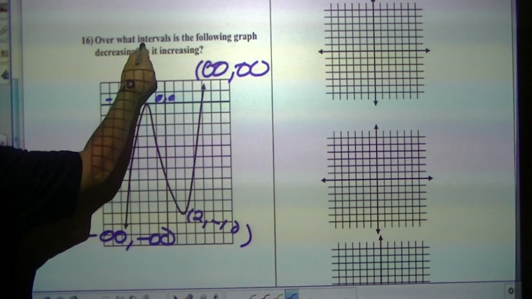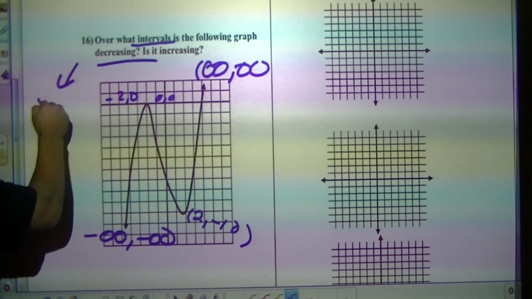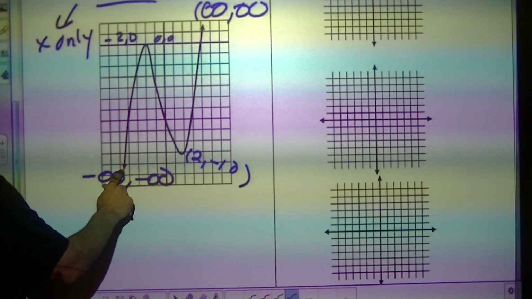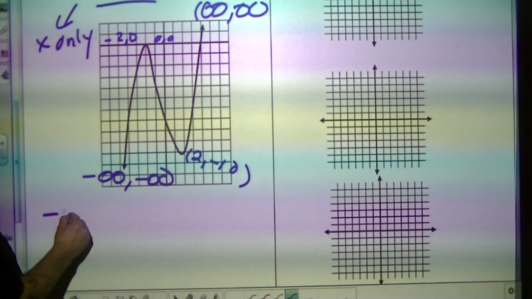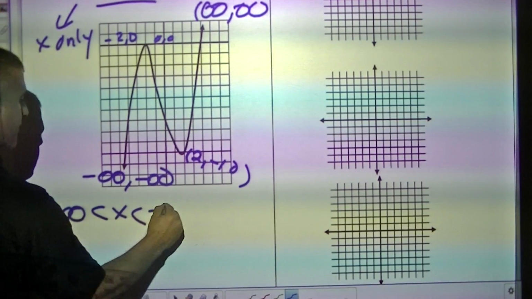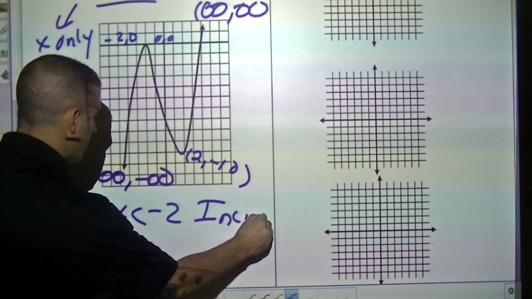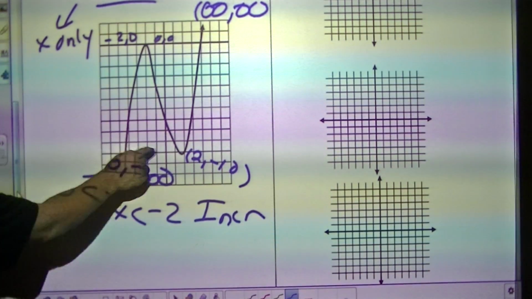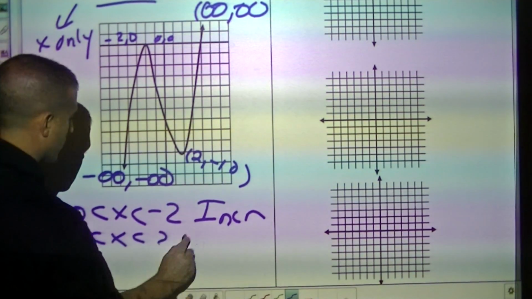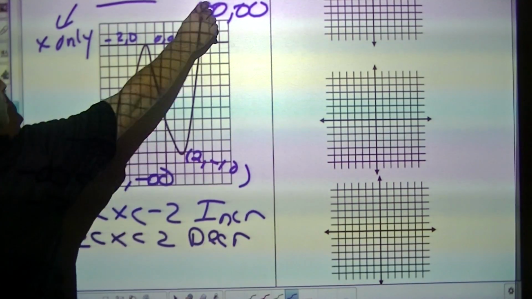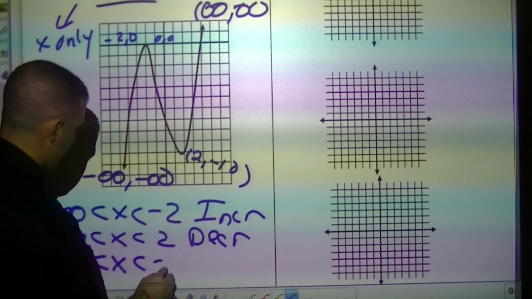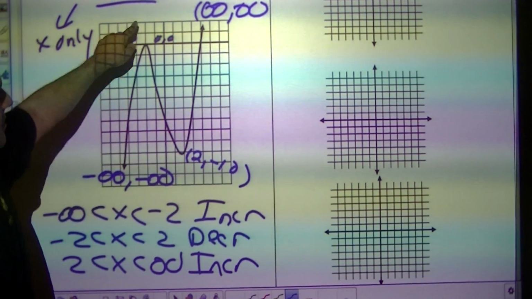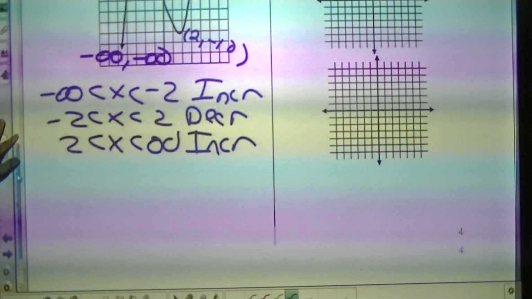Now, what we care about with these increasing, decreasing, is x only. That's all we care about. So, when I write this, I start from the far left and work our way. So that's negative infinity to negative 2. That's an increase. Negative 2 to 2 is a decrease. And from 2 to infinity is an increase. Okay. All right. So far left, rising, falling, rising. Okay. I think that's it for that one.